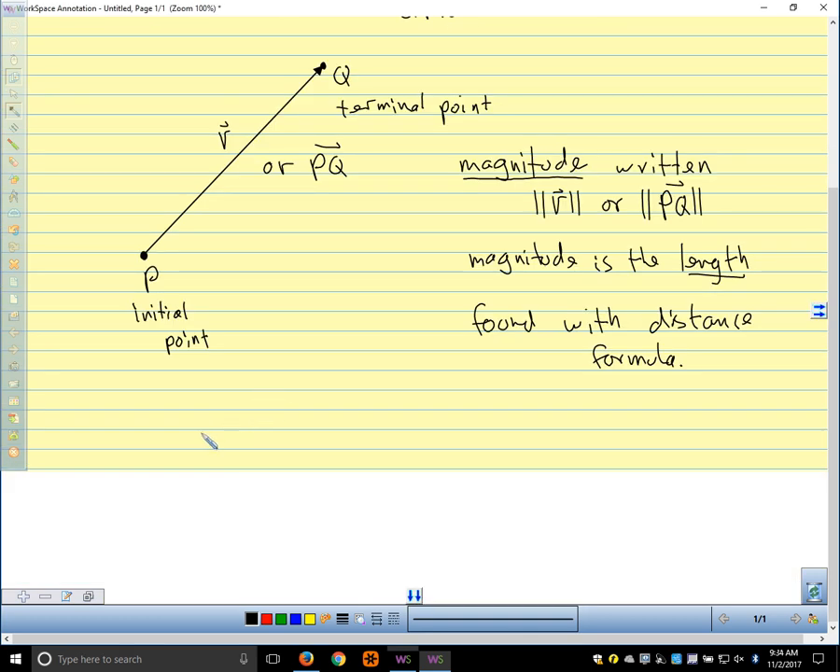All right, vectors are equal or equivalent if and only if they have the same magnitude and direction.